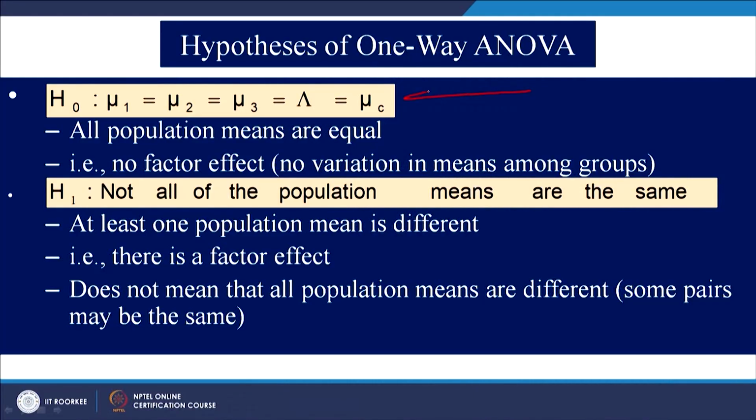We have already talked about this. So, this is our null hypothesis, C is nothing but the number of groups, right. So, mu 1 to mu 3 and so on up to mu C are all the same, right, all population means are equal. And the alternative hypothesis is that not all of the population means are the same, right. So, at least one population mean has to be different to reject the null hypothesis, right.